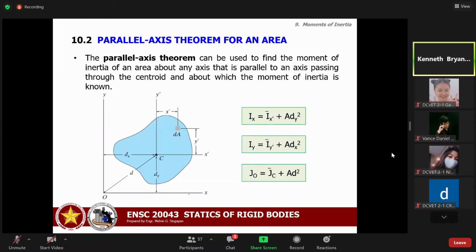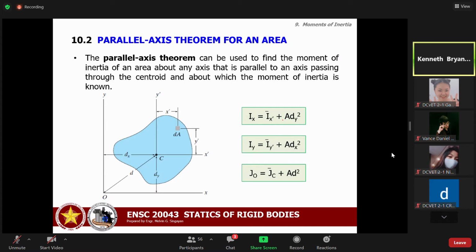For example, you want to get the moment of inertia about the x-axis here. So you need to pass an axis through the centroid parallel to this x-axis, and this is your x prime axis. Then the I bar x prime here is the moment of inertia about this x prime axis. So meaning, I bar x prime is the centroid moment of inertia of the area, the moment of inertia about the axis passing through the centroid.